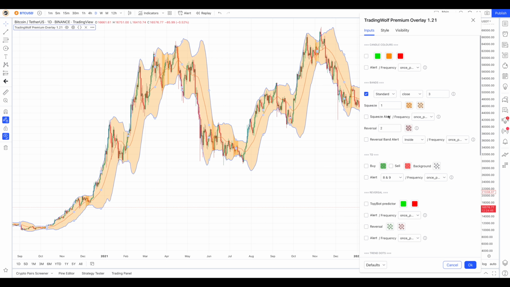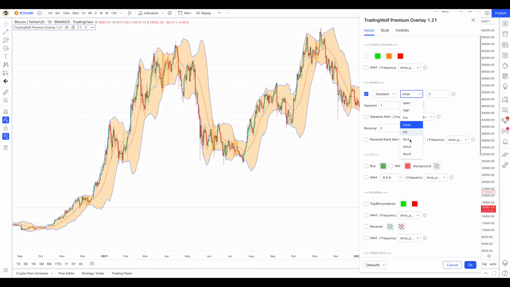Next, we have the bands. Now, there's three different types of bands. So if you click on this drop down here, you'll see standard, which is the traditional Bollinger bands, triple, which is one of our own versions, and then reversal bands, which are the ATR based ones. I'm just going to start with the standard. I might just explain the settings as well whilst I'm here.